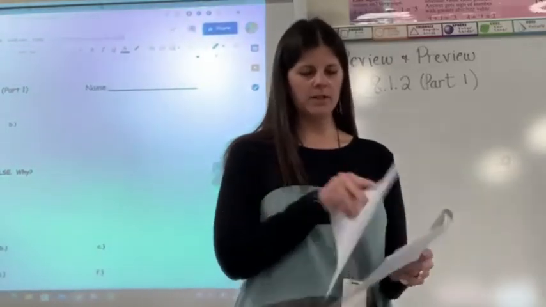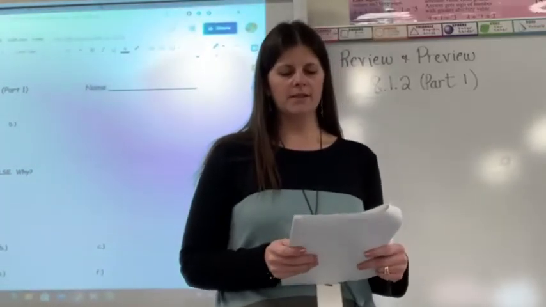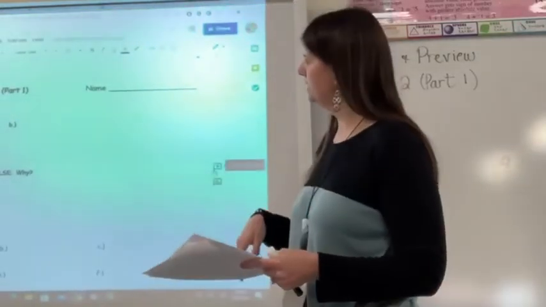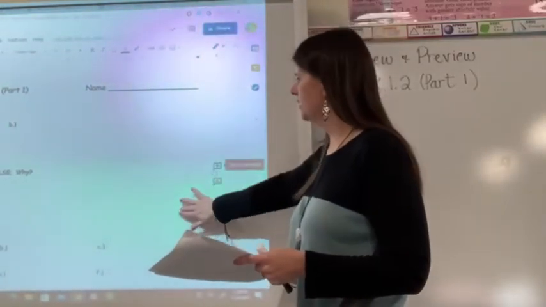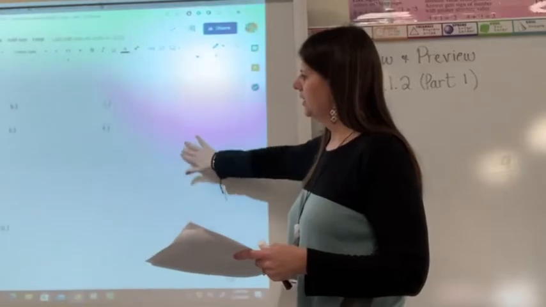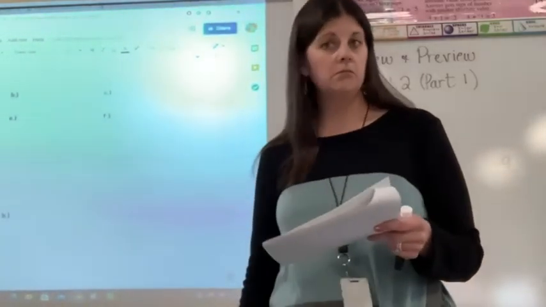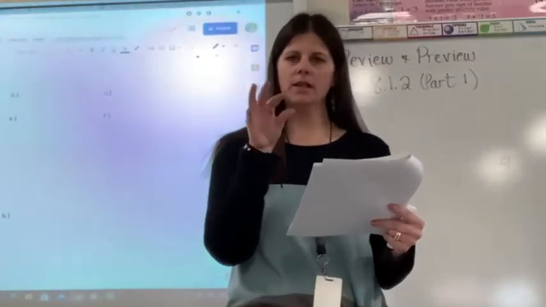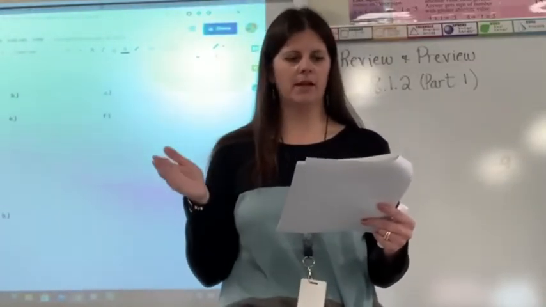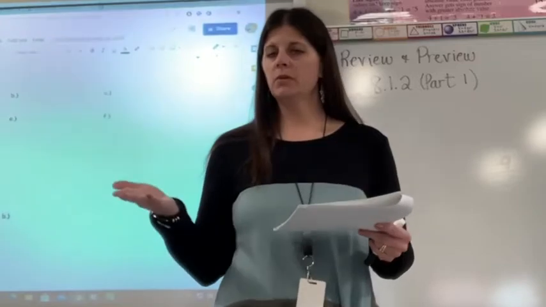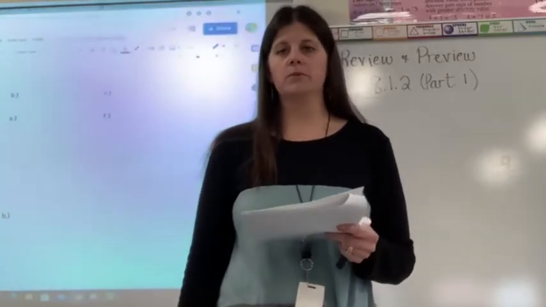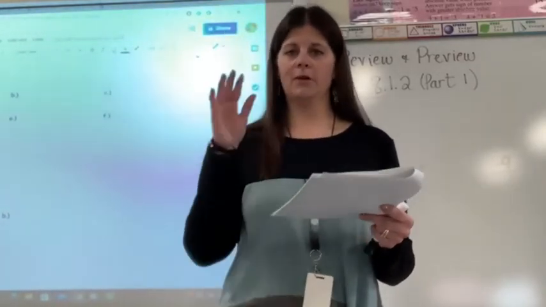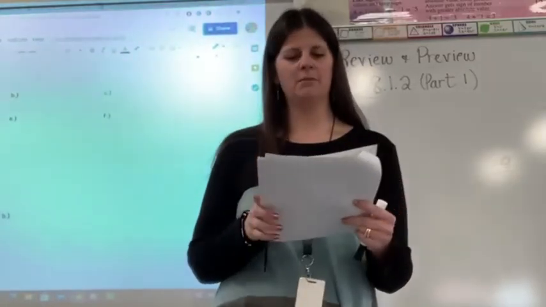For number 23, you are going to see a figure, and you may see it in more than one way. You might see it as a trapezoid, because it is a trapezoid, or you may choose to see it as a rectangle and a triangle side by side. Your choice on how you want to work this. You know how to find the area of a trapezoid, you know how to find the area of a rectangle and a triangle, and then you just have to combine those together.